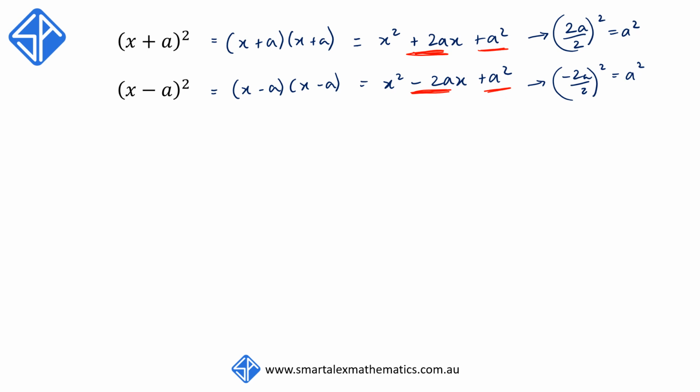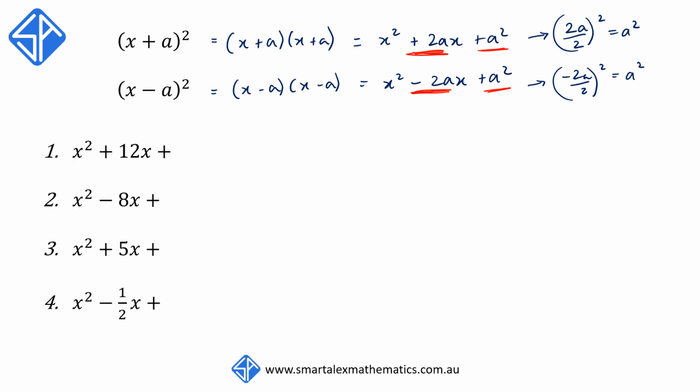So we can use this idea to help us convert the following expressions into perfect squares. The first one, we've got x² + 12x, and we want to know what number we add to make it a perfect square. We simply take the coefficient of x, which is 12, divide by 2 and square it, which gives us 6². So we're going to add 6², or 36, to the expression, and then we can rewrite this as (x + 6)².